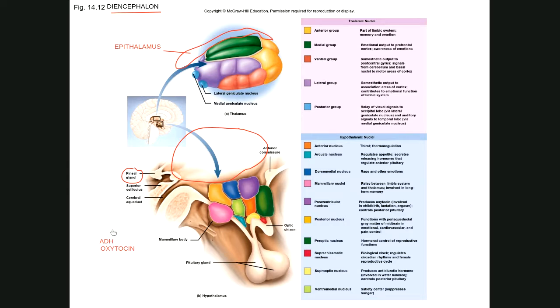We will take a closer look at ADH in the endocrine system near the end of the course. So ADH, antidiuretic hormone, helps in the conservation of water. Oxytocin, by the way, also produced by the hypothalamus, has a different role. Any idea what oxytocin does?